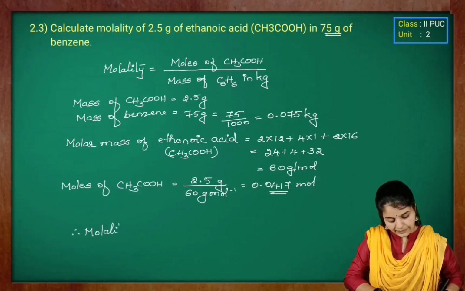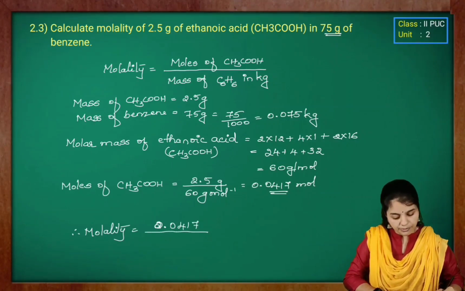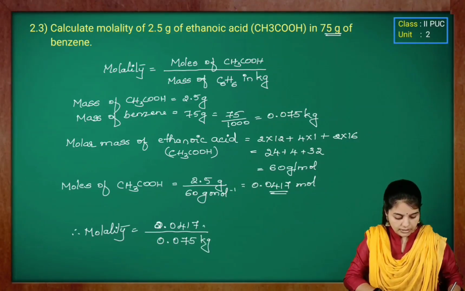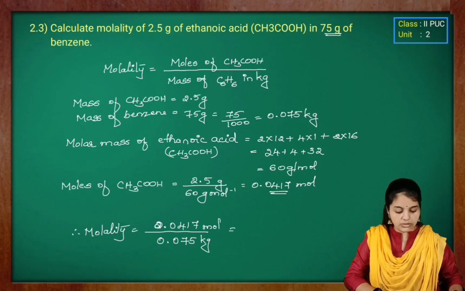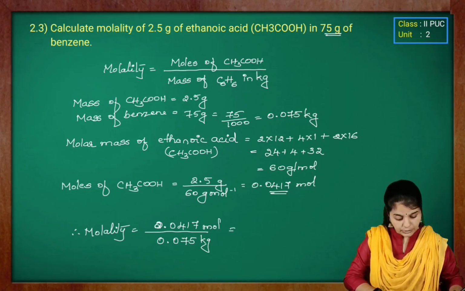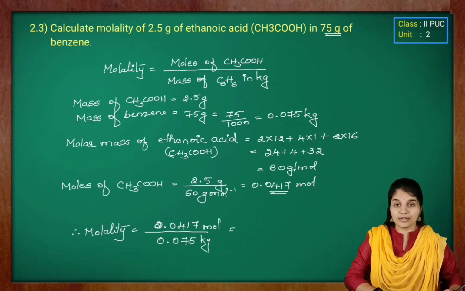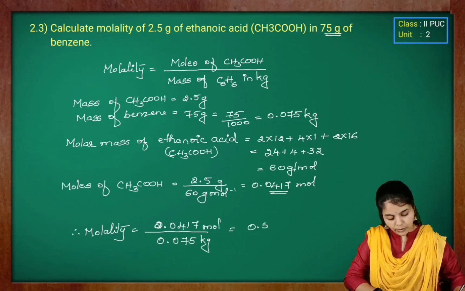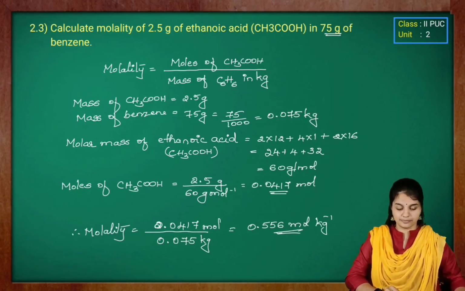Therefore, molality is equal to number of moles of ethanoic acid. It is 0.0417 moles divided by mass of benzene in kg, 0.075 kg. So the molality is 0.0417 divided by 0.075, and this is equal to 0.556 mole per kg. Nothing but this is the molality of the solution.